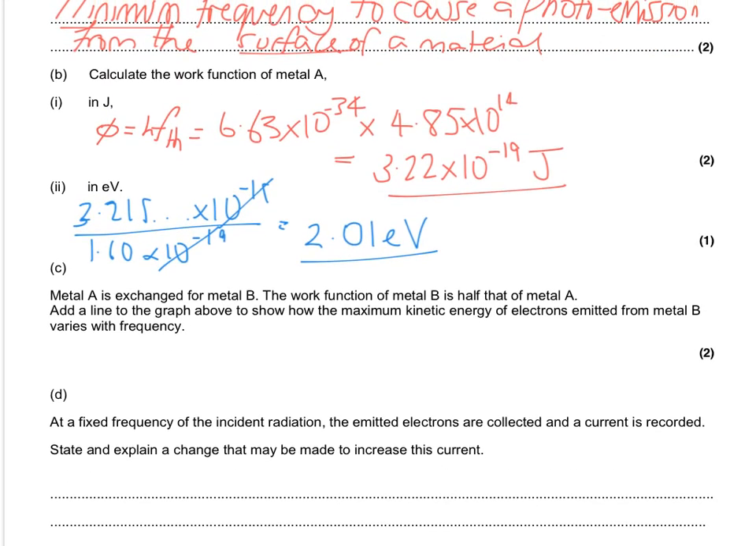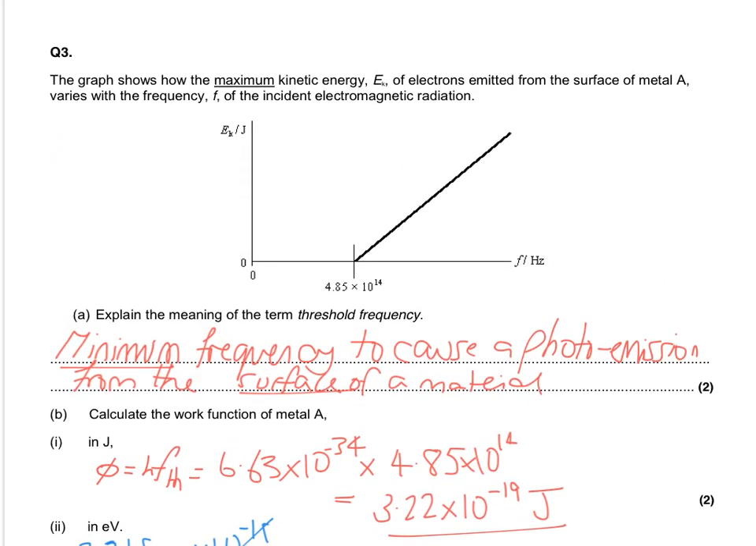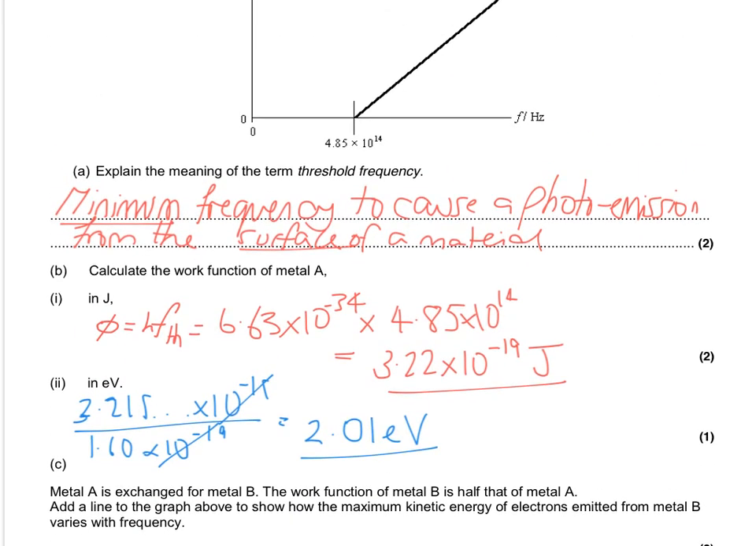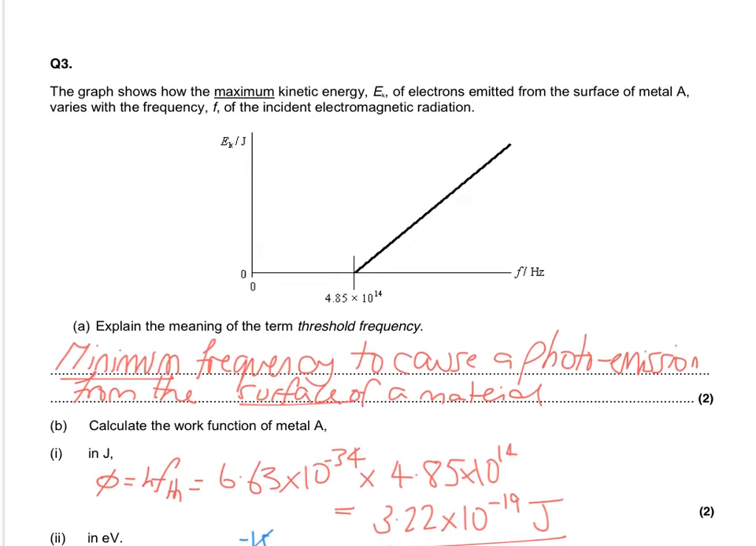So we're exchanging metal A for metal B, and it has a work function half that of metal A. So if it has half the work function, it would therefore have half the threshold frequency. So let's sketch what that looks like.